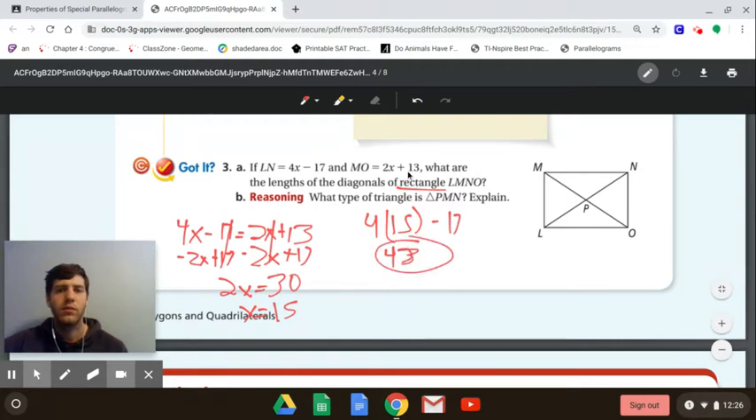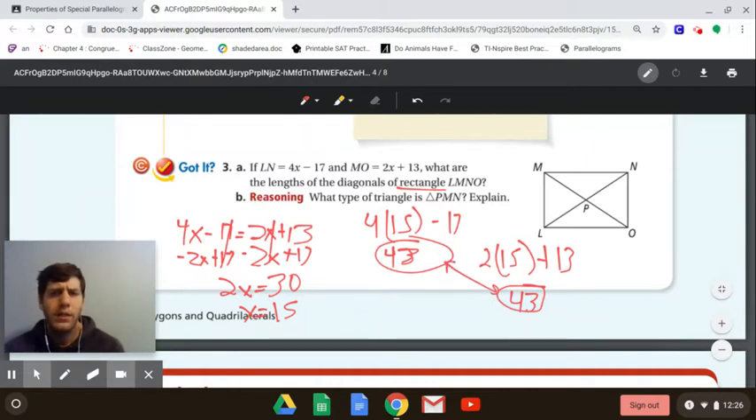Okay, and just to check, let's do the other one. 2 times 15 plus 13 is going to be 30 plus 13, which is also 43. So our diagonals are 43.